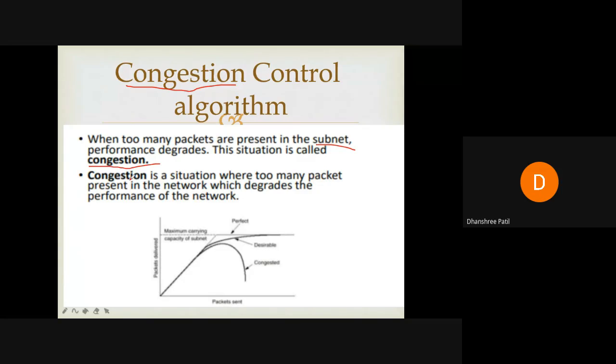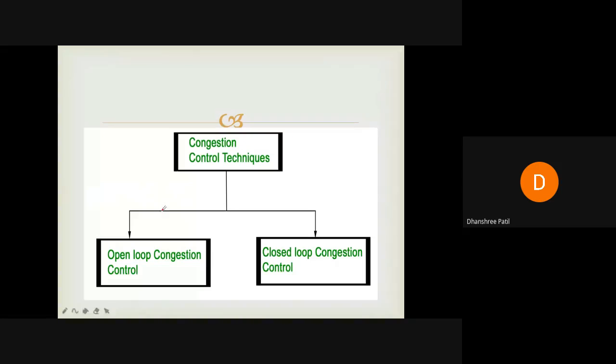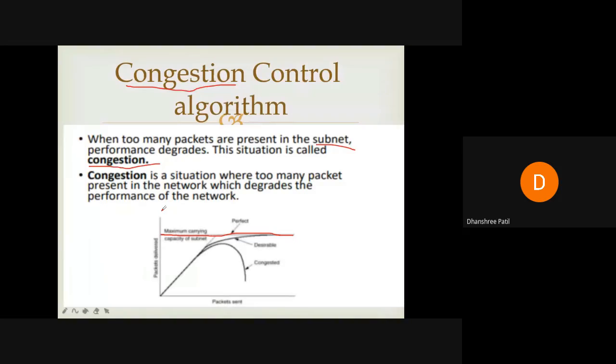Okay, so congestion is a situation where too many packets are present in a network, which degrades the performance of the network. You can see here, this is the maximum carrying capacity of a subnet. एका सबनेट मध्ये एवढे सगळे पॅकेट्स मॅक्सिमम जाऊ शकतात. So if the packets reach the maximum capacity, obviously it will degrade the performance of your network. That is nothing but congestion. But it is okay that congestion is happening, but how do we control that congestion?